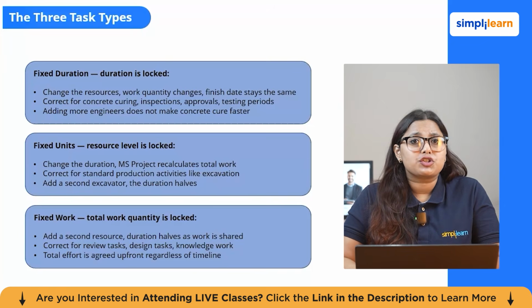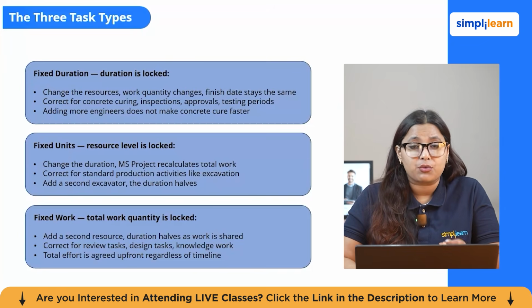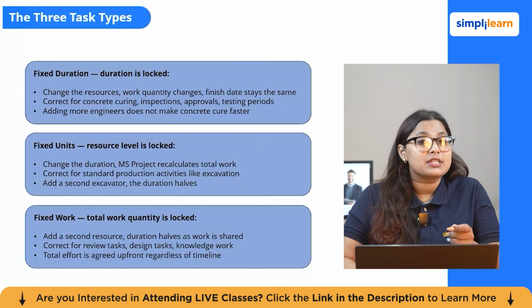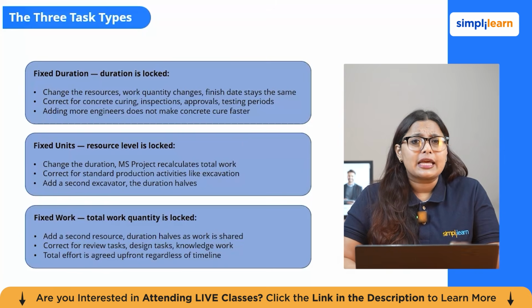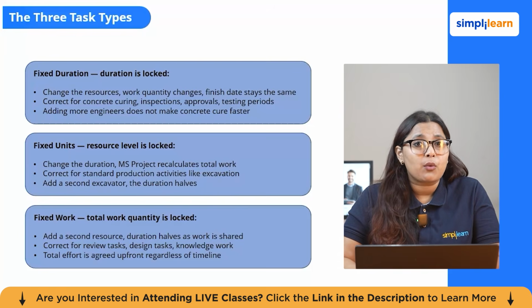Fixed duration means the duration is locked. If you change the resources assigned to the fixed duration task, the work quantity changes, but the task still finishes on the same time. This is the correct type for time-dependent construction activity, like concrete curing, inspection approval, testing period, everything. These activities take a fixed amount of time regardless of how many people you assign to do them. Adding more engineers to the curing period does not make the concrete cure faster.